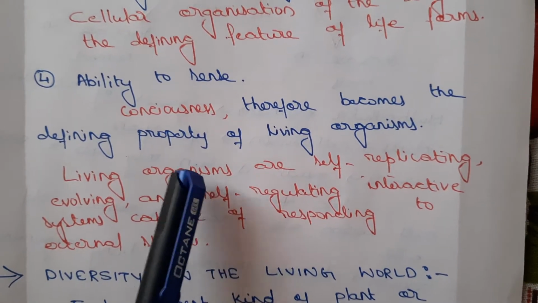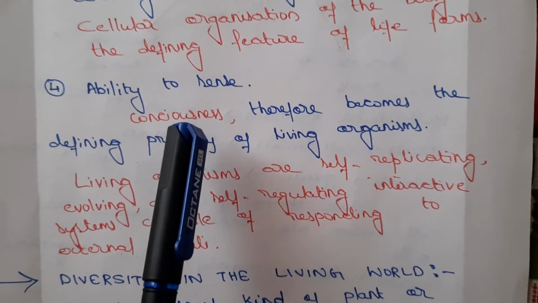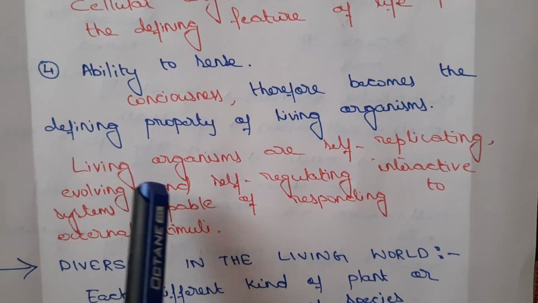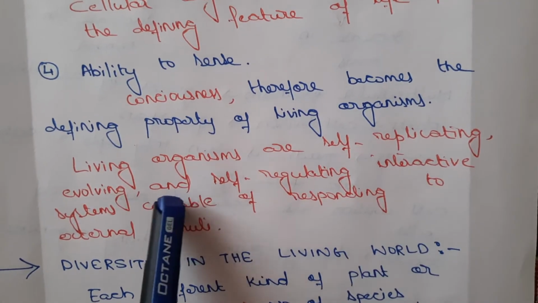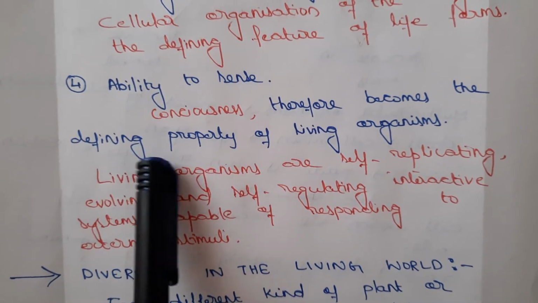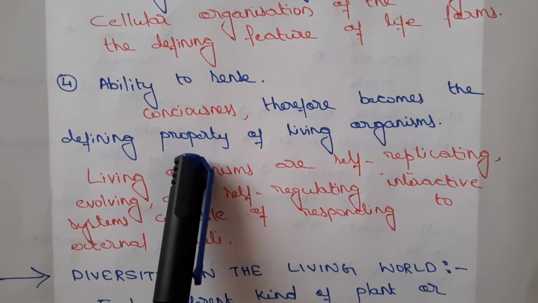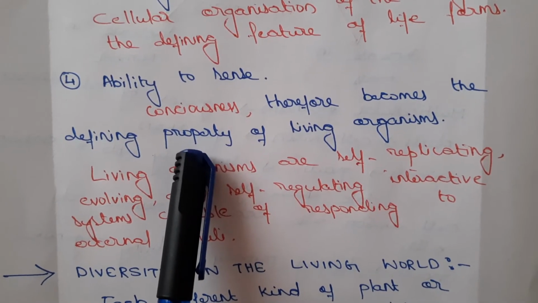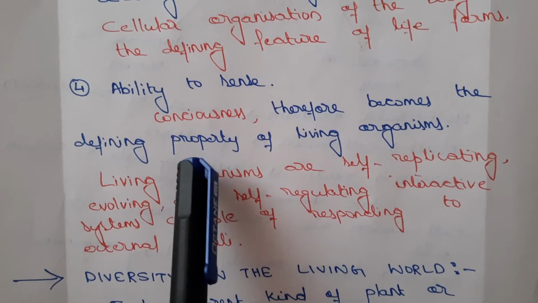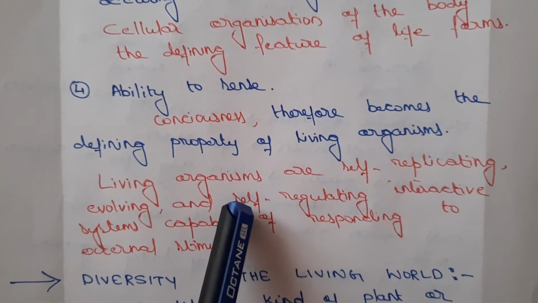So what do you consider to say that a particular organism is living? Living organisms should be self-replicating, evolving, and self-regulating interactive systems capable of responding to their external stimuli. Now, if we consider human beings, we see that patients who have suffered brain death are kept alive with the use of ventilators and machines. So we cannot say whether they are in a living condition or a non-living condition. Hence, the absolute characteristic for considering a person to be living is quite complicated in the case of human beings.